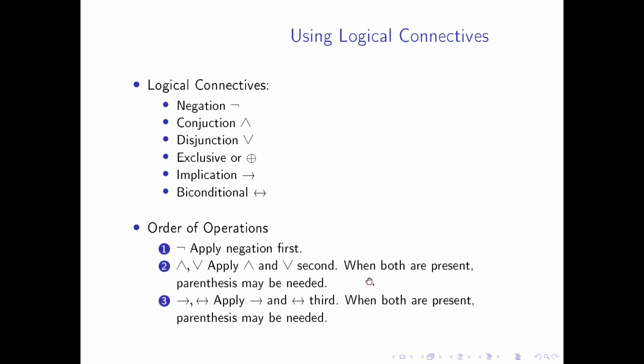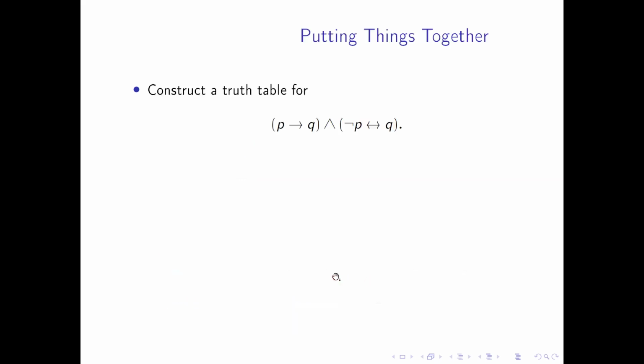And again, if we have both implication and biconditional, even if we have multiple implications, we're going to need some parentheses to break this apart. So in general, use all the extra parentheses you can. All right, so let's just look at an example. I want you to make a truth table for this: P implies Q and not P if and only if Q.